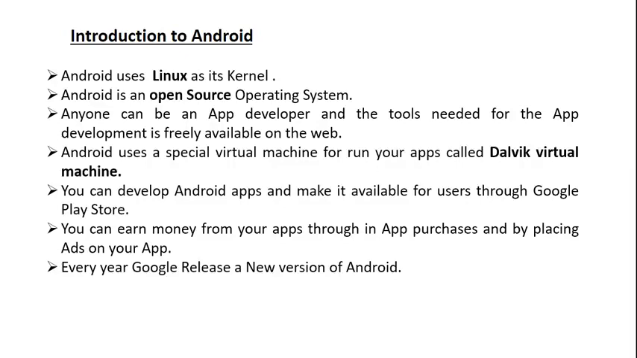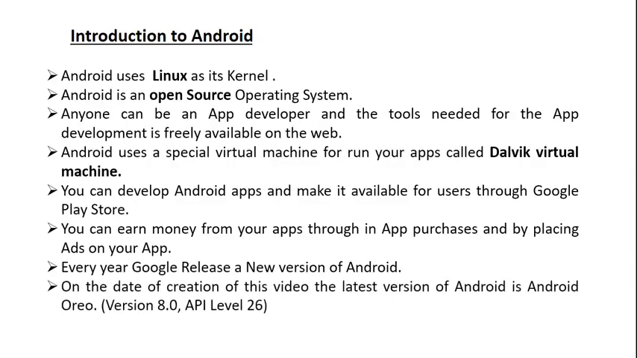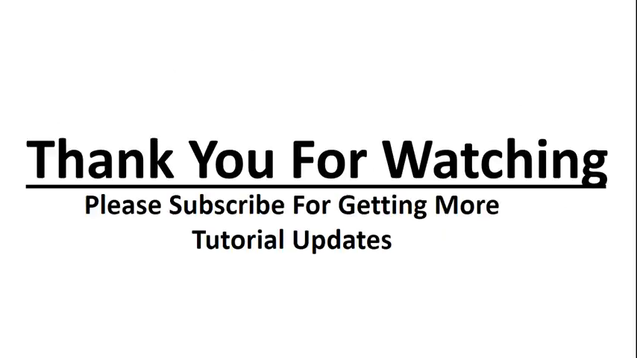Every year, Google releases a new version of Android. On the date of creation of this video, the latest version of Android is Android Oreo, that is version 8.0 and API level 26. So this video is just a simple introduction towards Android application development. From the next video onwards, we are going to start Android application development using Java.